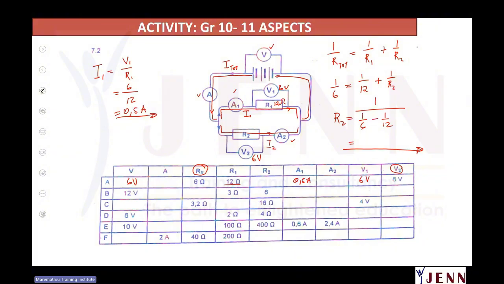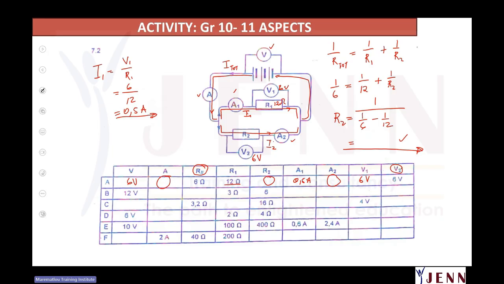As we were. So once you get the answer here, you have already calculated the resistance of resistor 2. And once you have the resistance of resistor 2, then you can calculate the current flowing in resistor 2. And lastly, you just add the two currents and you get the total current of the circuit.